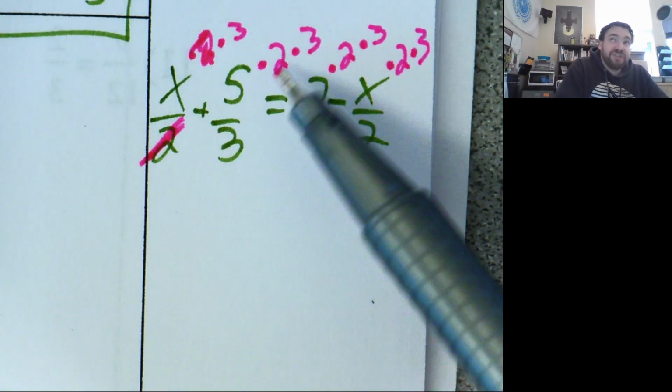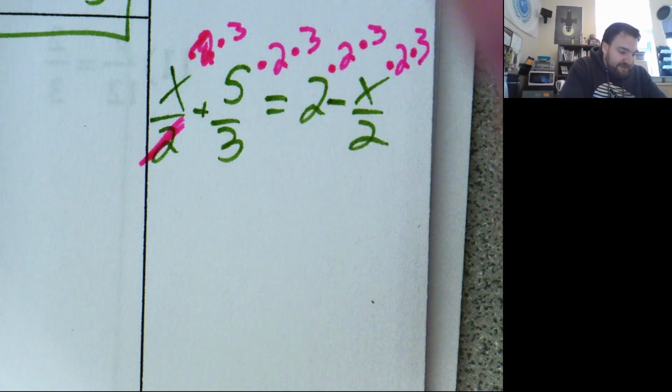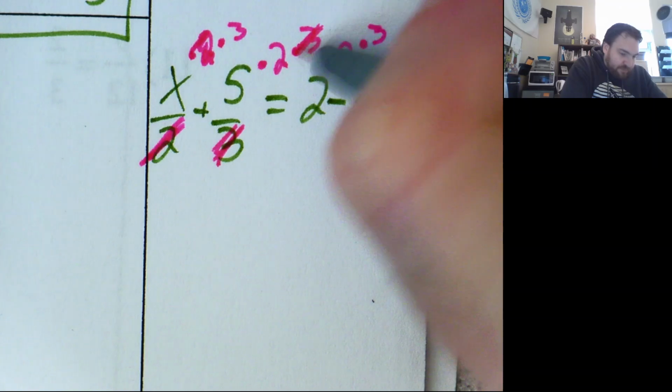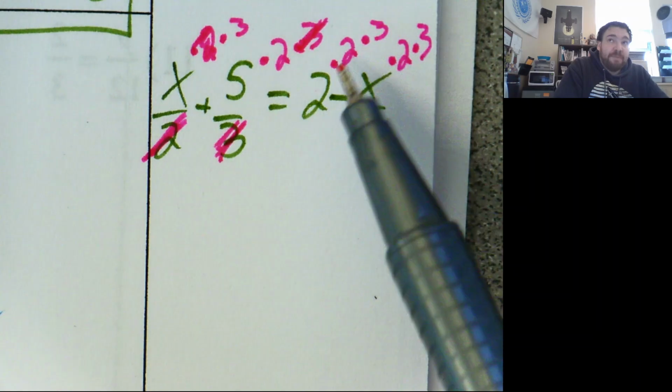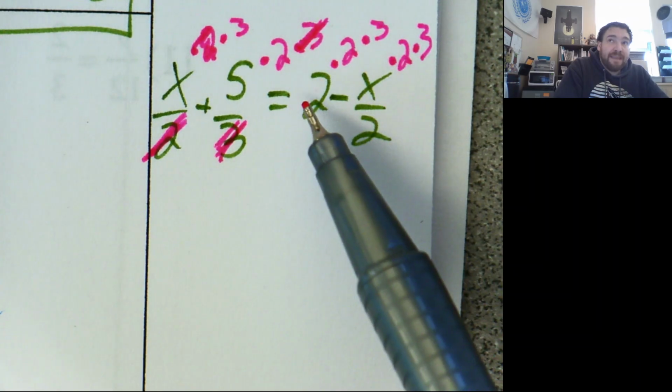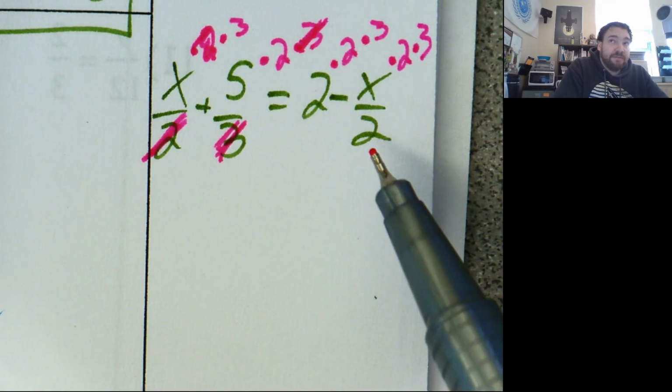In the second term, what's going to cancel? Yes, someone whispered the 3s. Nothing is going to cancel in this term because all I'm doing here is multiplying. In the last term, what's going to cancel? The 2s.